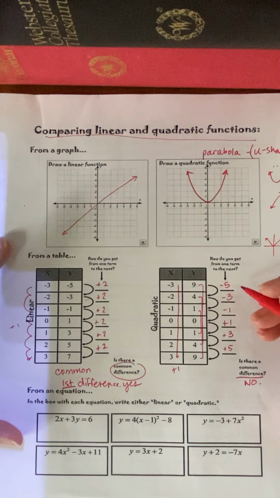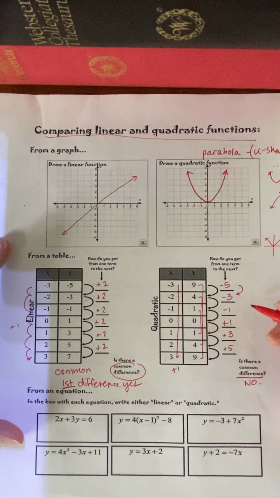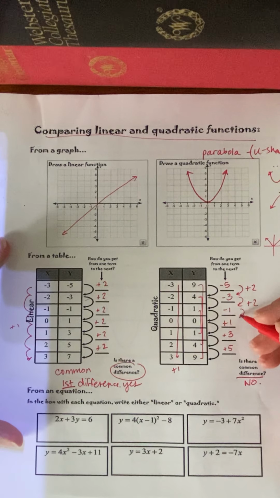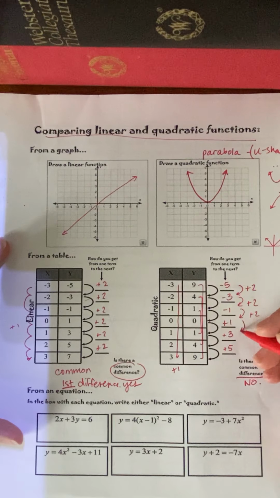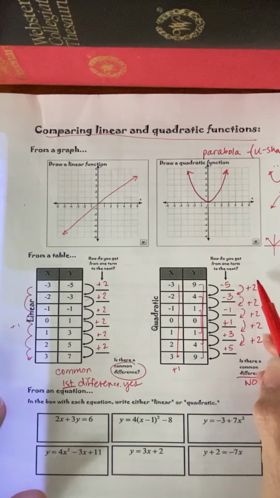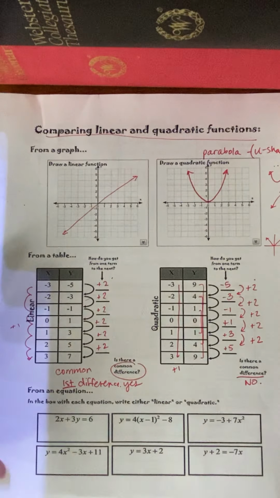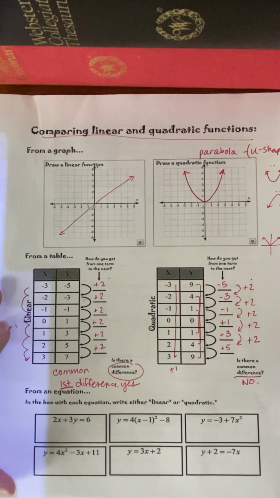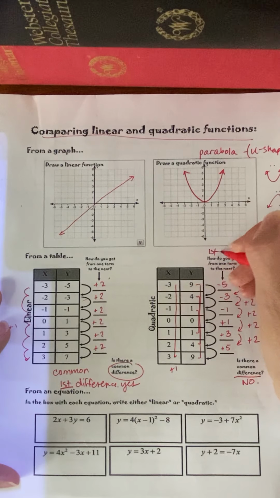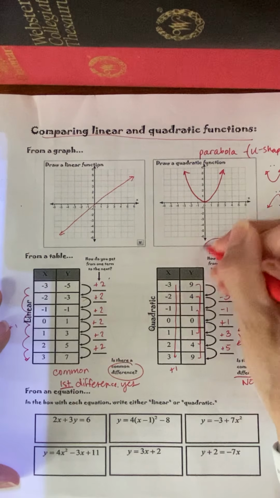No. But remember, if we do it again, there might be. So if I go from -5 to -3, I add 2. -3 to -1, I add 2. -1 to 1, I add 2. 1 to 3, I add 2. 3 to 5, I add 2. Now, the fact that this is 2 and these are 2 is a total and utter coincidence, so don't worry about that. But the first difference was not common.